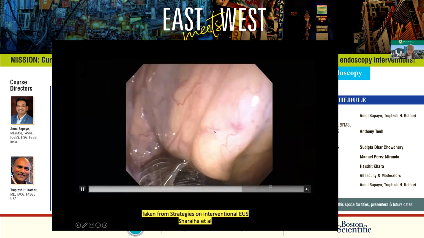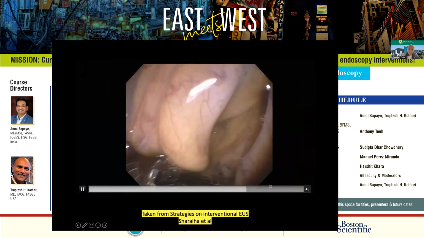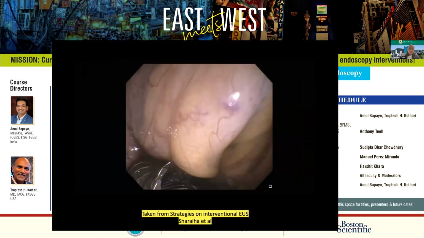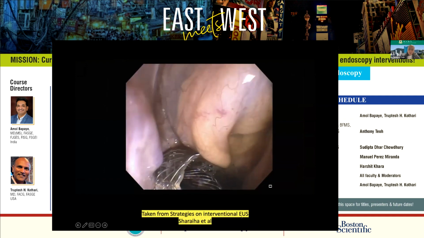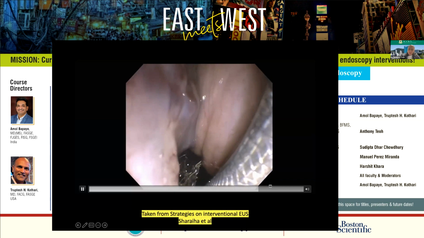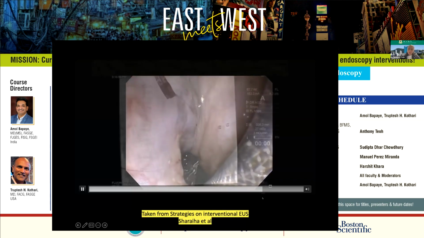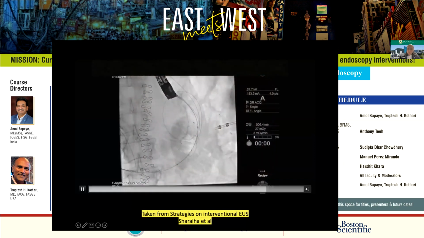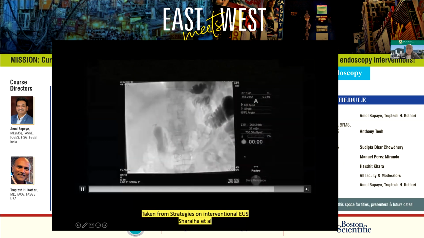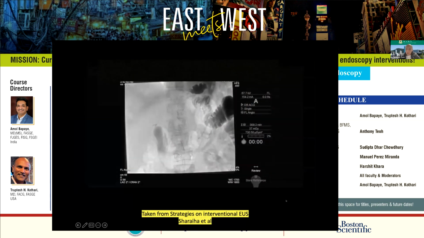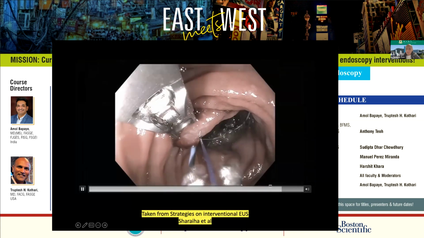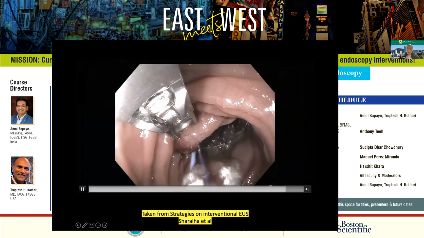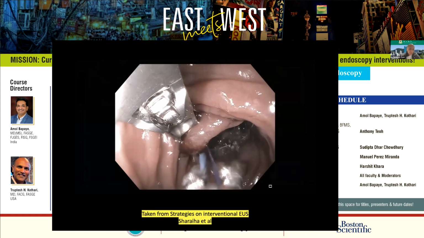So all these are peritoneal contents. And since there is a guide wire still present, what you need to do is a stent on stent. So in this case, a fully covered esophageal stent was used to bridge the remnant stomach from the excluded stomach, and it was re-anchored with the over-stitch system.